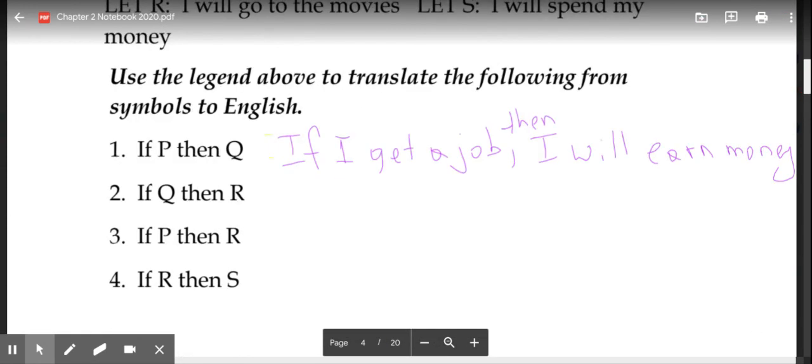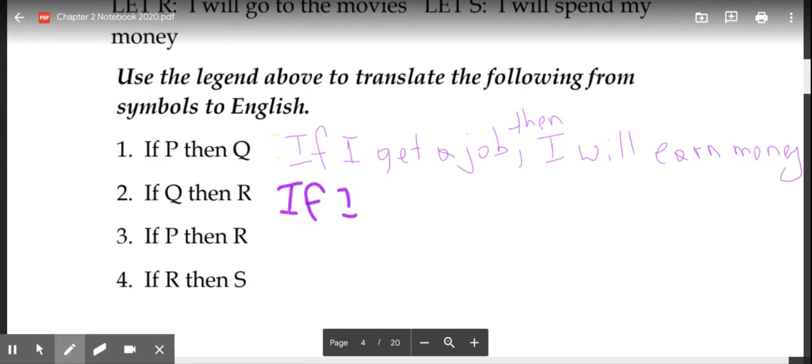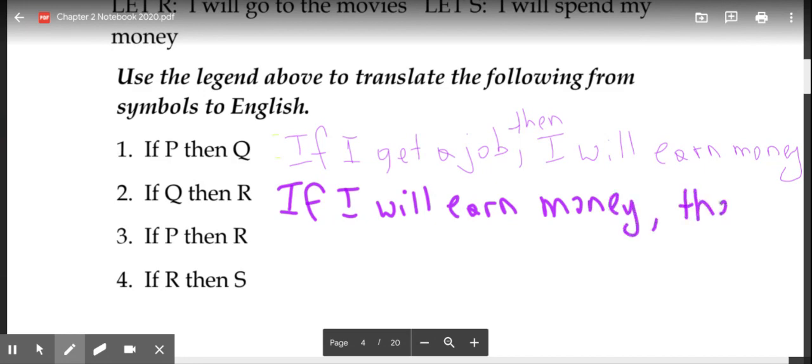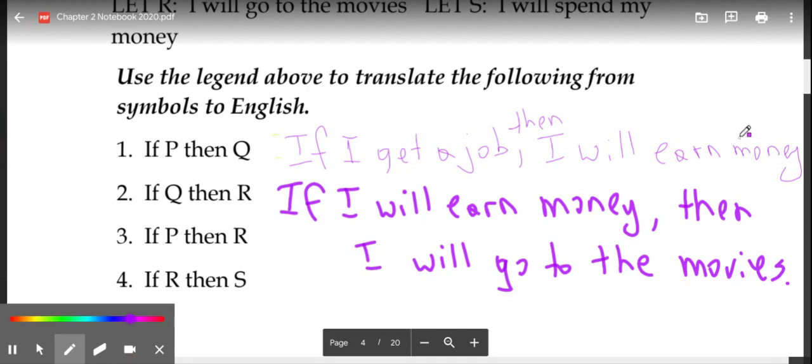Okay, so let's translate this. If I earn money, then I will go to the movies. Okay, so I hope that you got the idea. That's how you translate if P then Q. And now let's move on to the next part of the lesson.